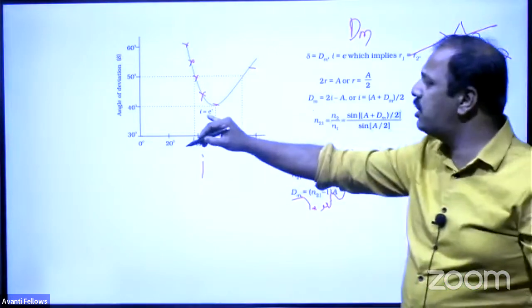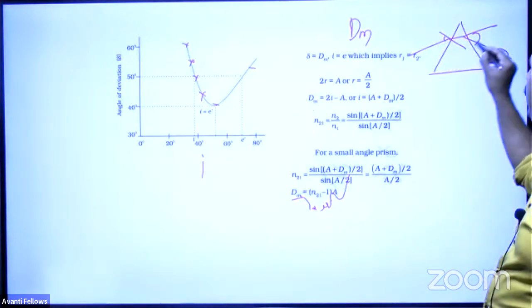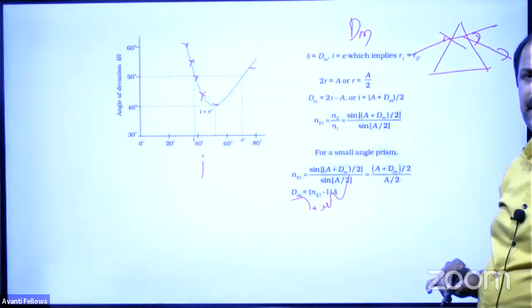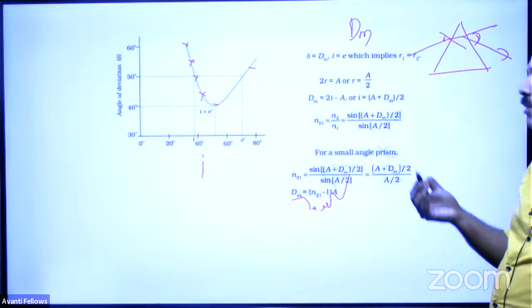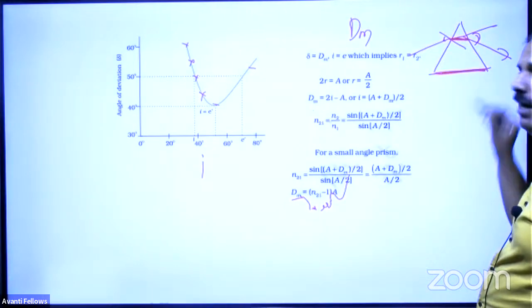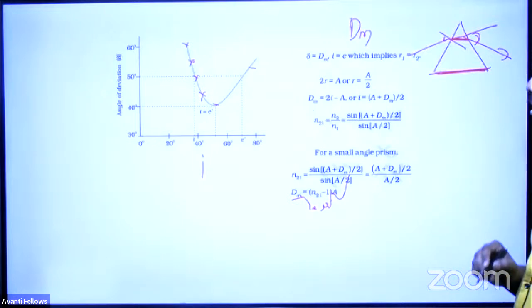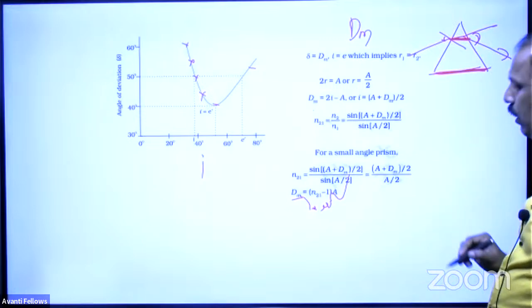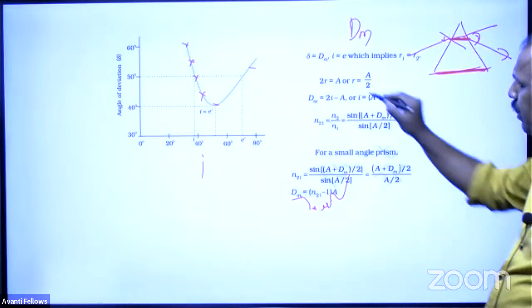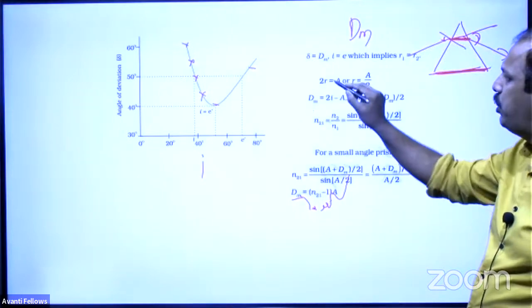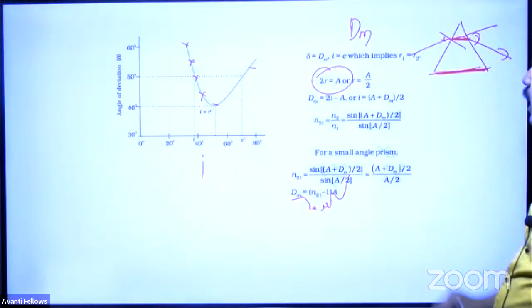That is when I is equal to E. That is, here this I and E are there. When this I and E are equal, we have the minimum deviation. Simply we can say that when the ray passing inside this prism is parallel to the base, if it is an exactly triangular prism, this I and E will be equal. Okay. Now you see here, when I is equal to E, when you substitute that in the previous equation, you will get 2R is equal to A, or R is equal to A by 2.